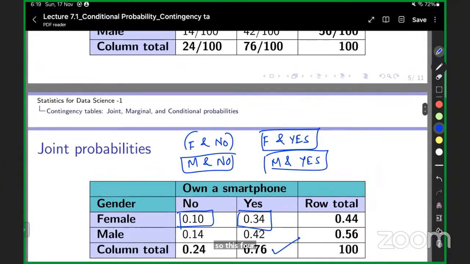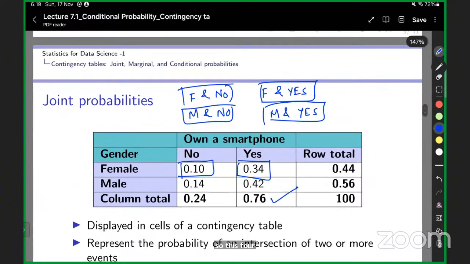These are called joint probabilities. So now we are joining. Joint means we are joining two things, like female and this. We are using "and" to join them, and by doing that we call these joint probabilities.